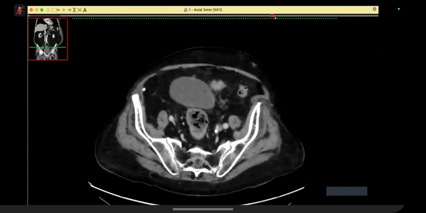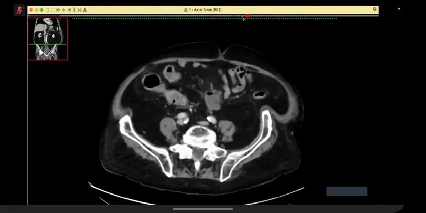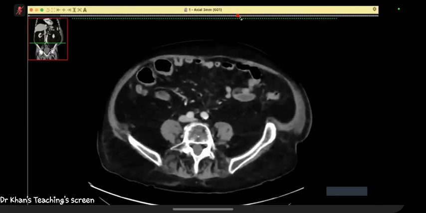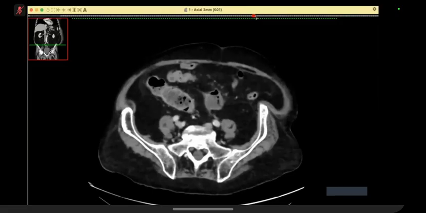I can see some abnormality adjacent to the bowel loops in the periumbilical region. I'm trying to see if it is a distended bowel loop or is it a collection.